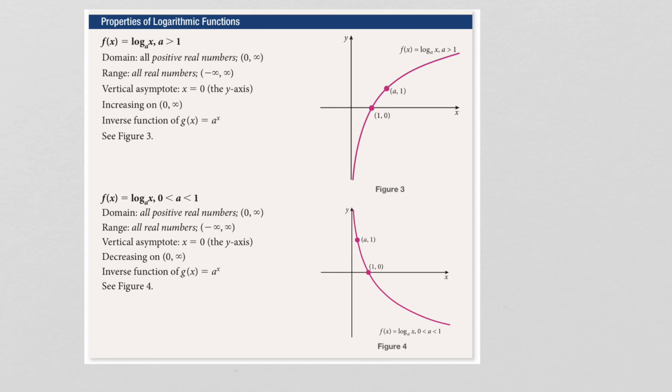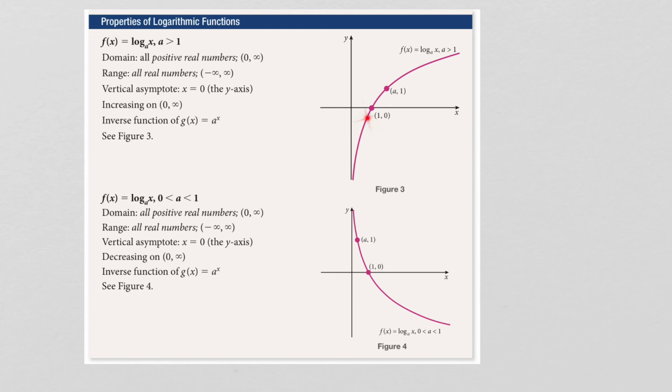If you're talking about a logarithm where the base a is a number in between 0 and 1, it will be this decreasing logarithmic function. It will still pass through the point 1, 0, and it will still pass through the point a, 1, but now a is a number less than 1.